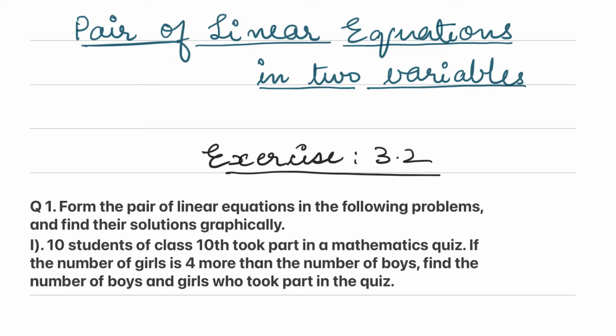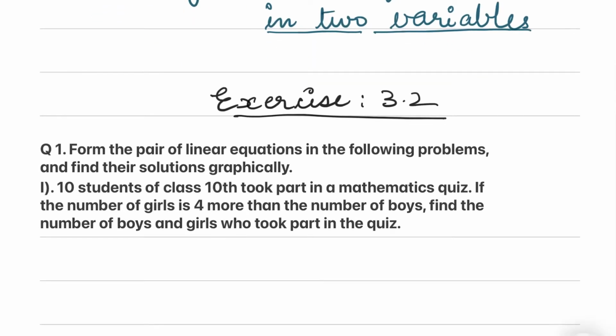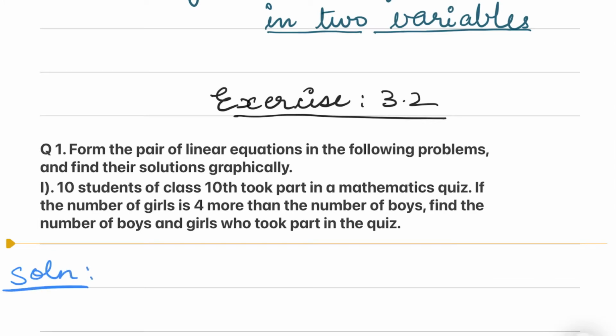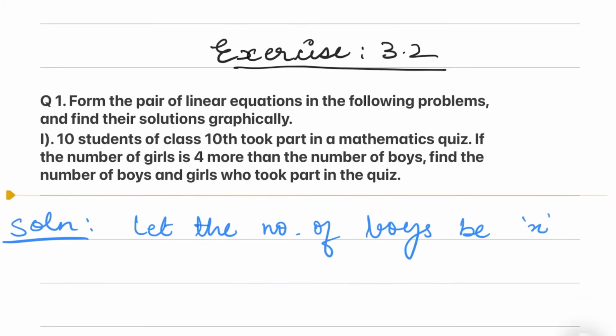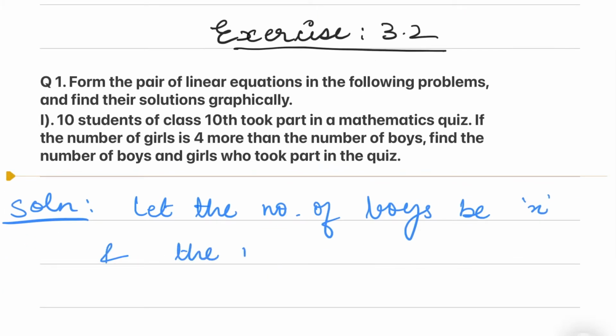So the first part says 10 students of class 10th took part in a mathematics quiz. If the number of girls is 4 more than the number of boys, find the number of boys and girls who took part in the quiz. Let's start solving. So we have 10 students, so we have girls and boys, so we have to assume, let the number of boys be x and the number of girls be y.